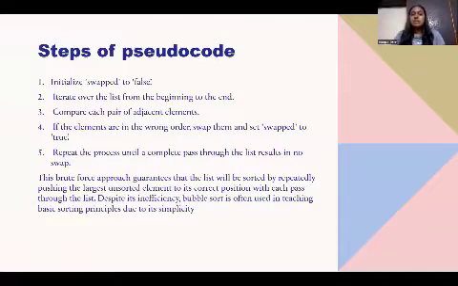Okay, now we can see the steps. Initialize swapped to false. Second point, iterate over the list from the beginning to the end. Compare each pair of adjacent elements. If the elements are in the wrong order, swap them and set swapped to true. Repeat the process until the complete pass through the list results in no swap.